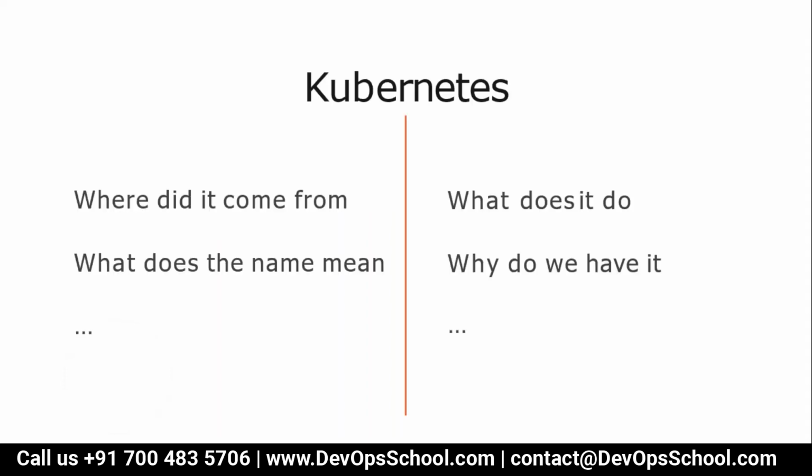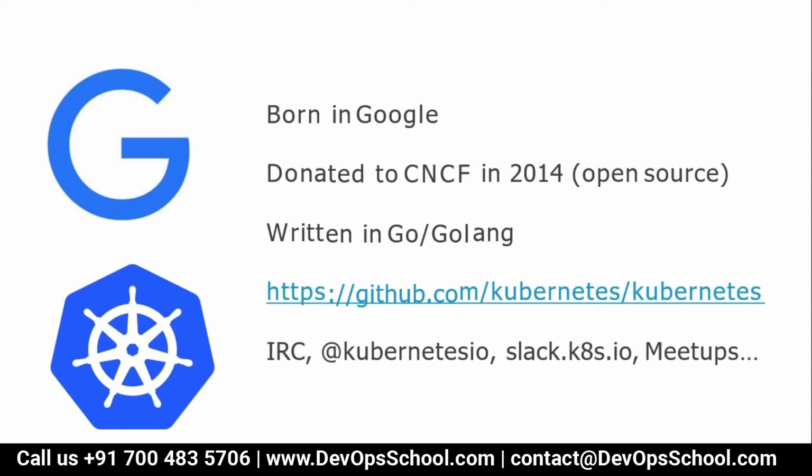In order to answer this question, we need to understand where it came from, what it does, what the name means, and why we have it. These are the four questions. If I answer them, you will get to know what Kubernetes is. So let's find out where it came from. Kubernetes came from Google. It was born in Google, and in 2014 it was donated to CNCF.